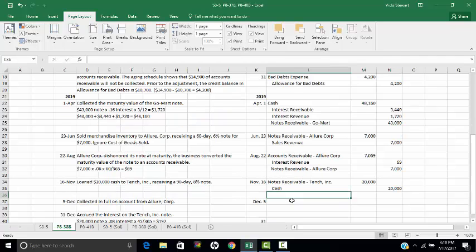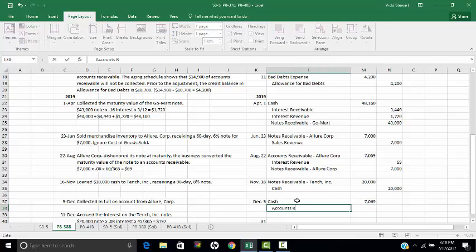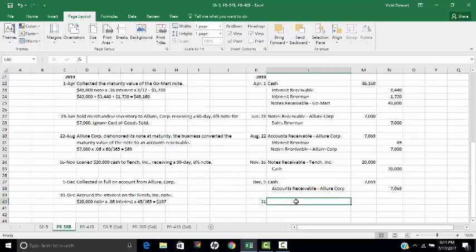Then it states on December 5th that Allure Corporation paid the account in full. So now we're going to debit cash for $7,069, and we're going to credit that accounts receivable that we set up for Allure Corporation for $7,069. Then on December 31st, it states that we accrued the interest on the Tinch Inc.